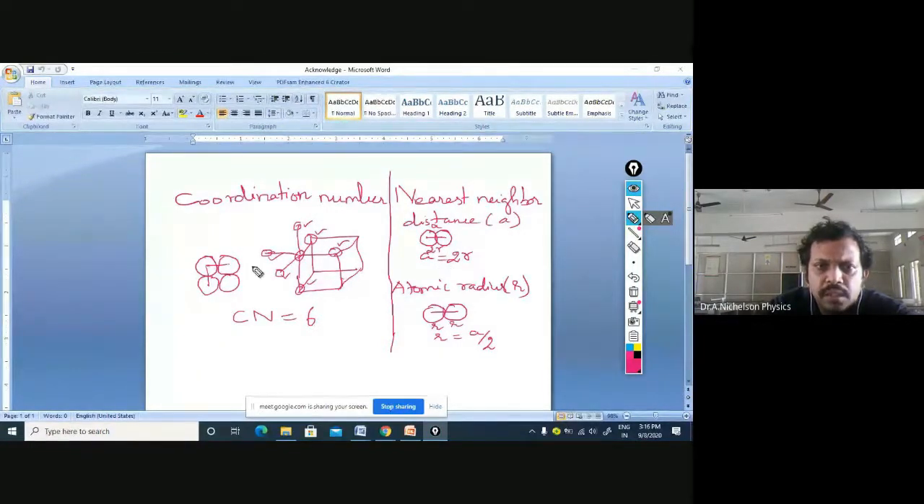As you know, in the case of simple cubic structure, you have 4 atoms at the bottom and 4 at the top, and they are attached to one another. So when you calculate this, you get a is equal to 2R. Now atomic radius R is equal to half the nearest neighbor distance, so a by 2. You just note it down. Then we can move to the last characteristic, that is packing factor.